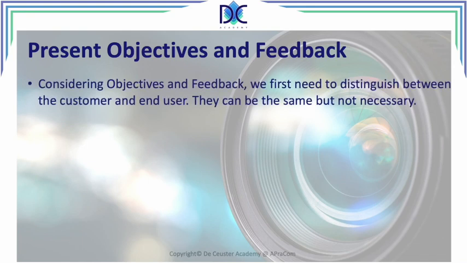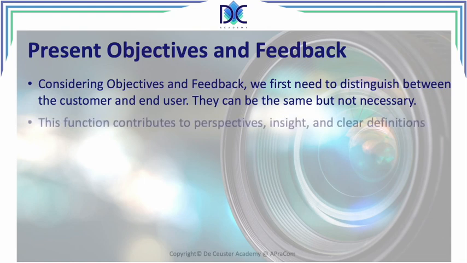We have to present objectives and feedback. When we look at objectives and feedback, we first have to distinguish between the customer and the end user. The customer and the end user can be the same, but it's not necessarily the case. A company may order some new program from us that we have to implement, but who are the end users? The customer is the company, and the end user can be a department within that company.